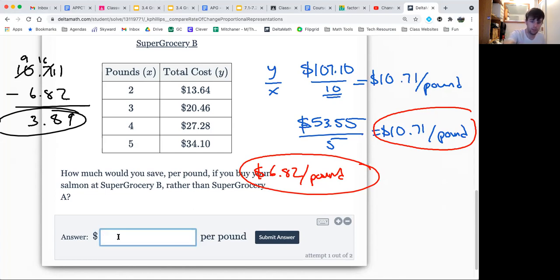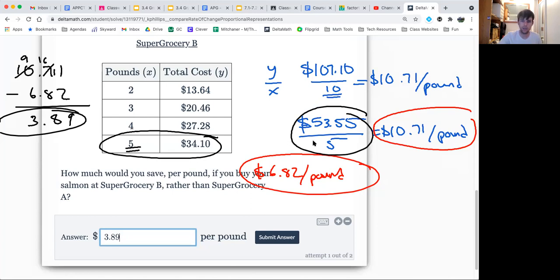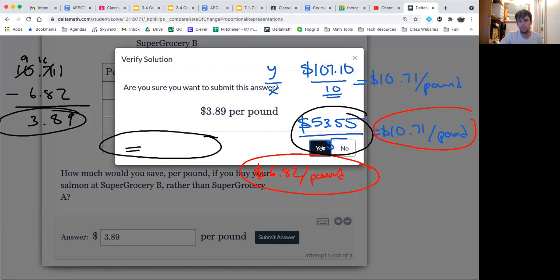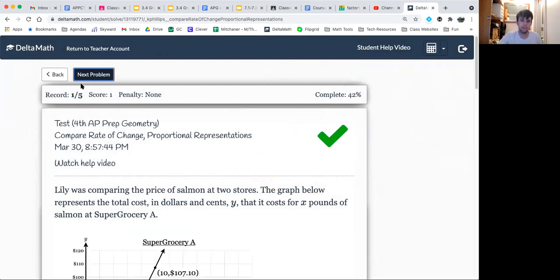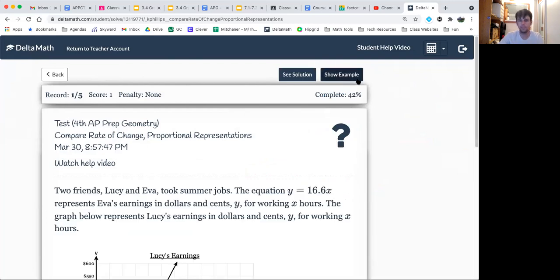Interesting. 3.89. Another way that we could have done this here was comparing specific entries, like here and here, where we did the same number of pounds, and just sort of looked at that and found their difference. But I think just calculating the rates and saving was the way to go. Okay. These problems can take some time here. Let's go ahead and look at the next one.